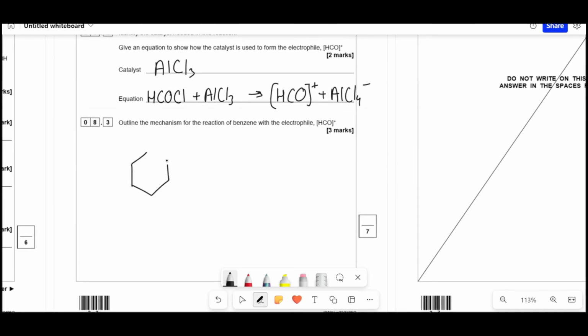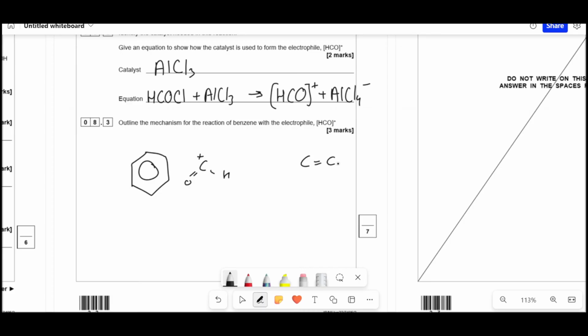So then it says, outline the mechanism of the reaction of benzene with this electrophile. You've got your benzene here, your lovely ring there, and here's our electrophile. So we've got C double bond O and an H. Remember, this is now positive because it's missing the electrons from that bond that it once had with chlorine. Now think carefully what you're doing with your arrows. This thing wants electrons, and it's an electrophile, so it's an electron pair acceptor. So it's going to go for something that's rich in electrons.